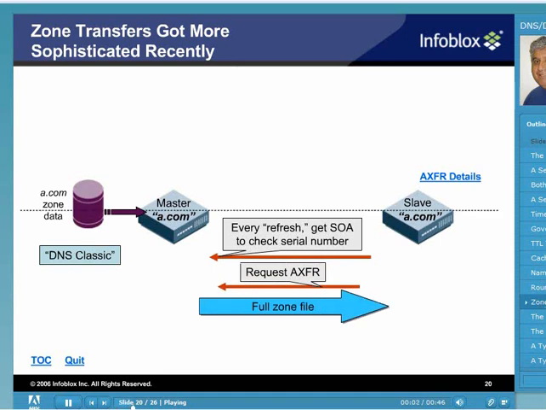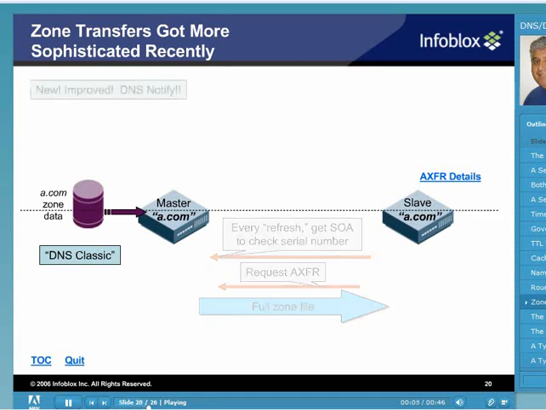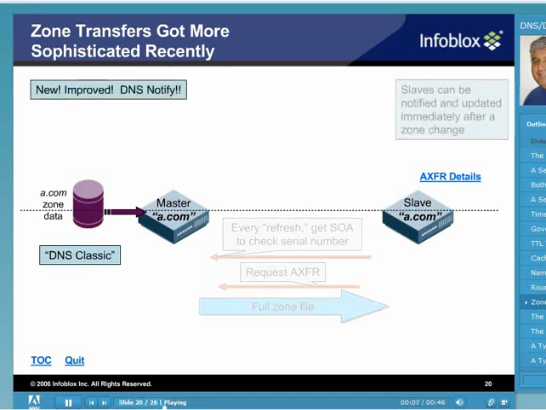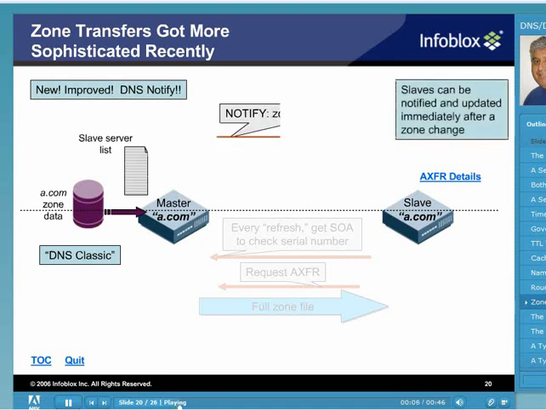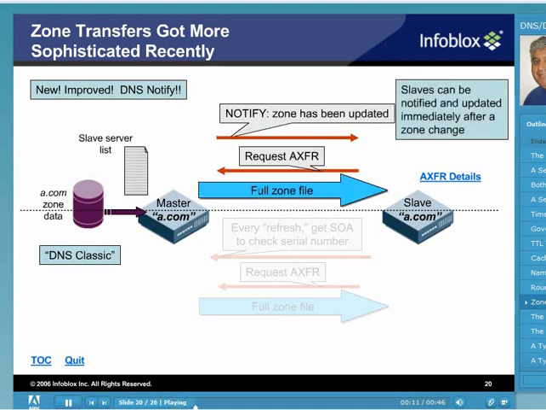The traditional way that a slave server maintained its zone data was to check the SOA record with every refresh and request an AXFR, a zone transfer, if the serial number revealed that the master had changed.